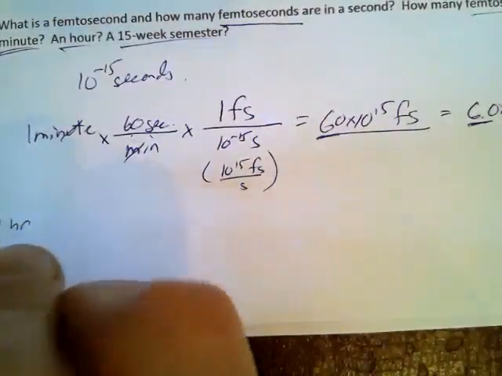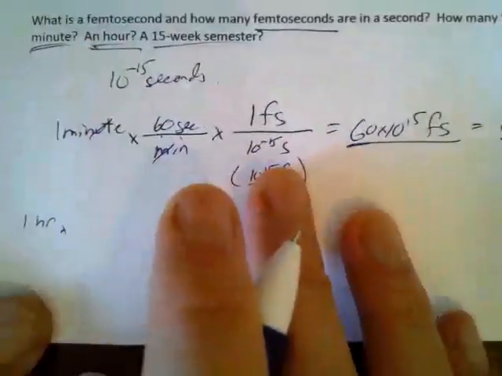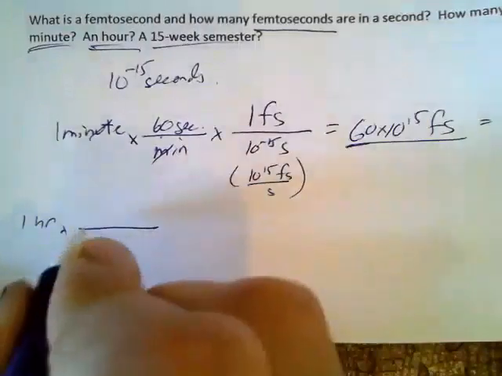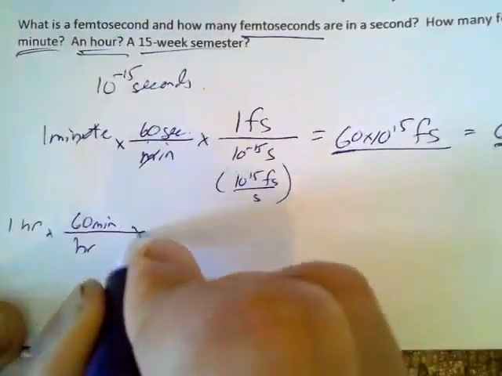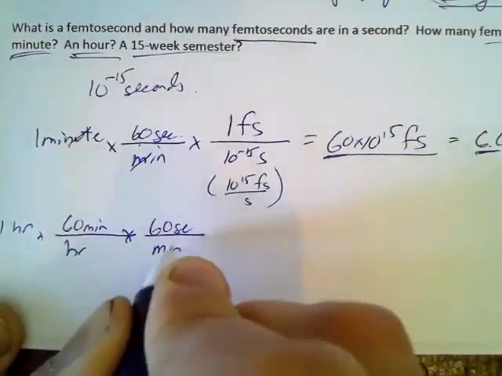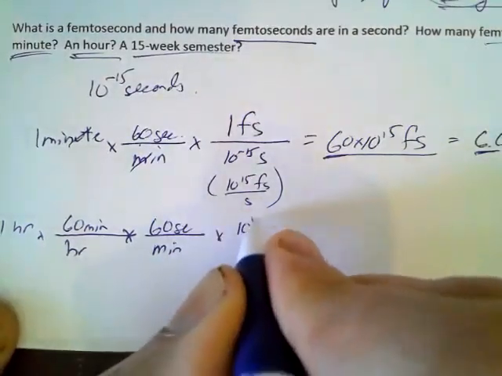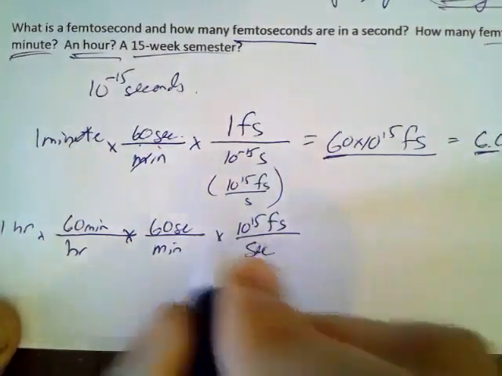Similarly, we can say 1 hour. For the next one, how many femtoseconds are in an hour? 1 hour. There are 60 minutes in an hour. There are 60 seconds in a minute. There are 10 to the 15 femtoseconds in a second.